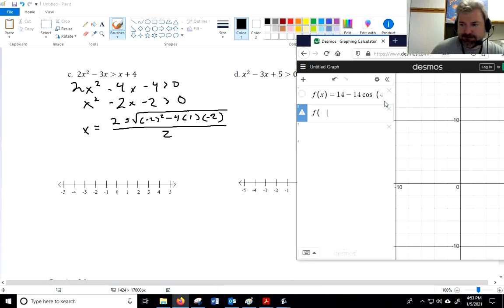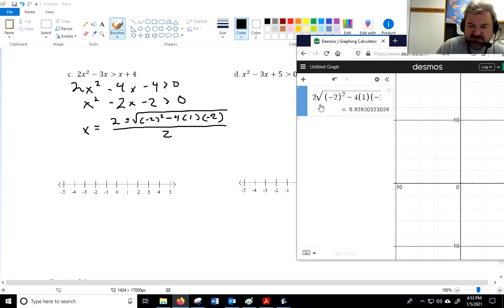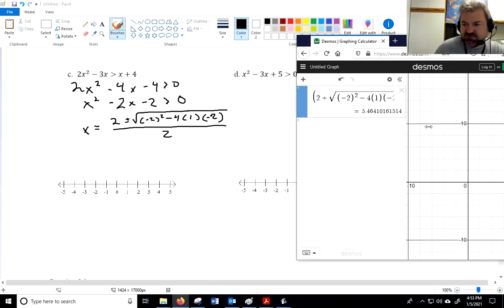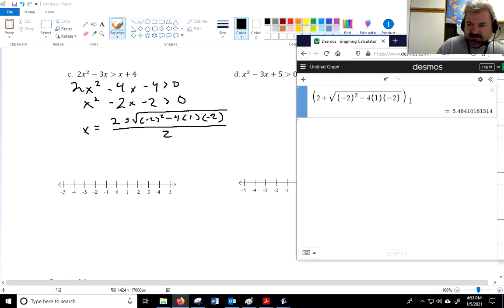So I'll just pull up a calculator right quick. So this is the square root of -2 squared minus 4 times 1 times, we say -2. That's the discriminant part. You can see what that is. It is a positive number, so we're good. 2 plus, and I'll put the whole thing in parentheses. Let me drag this over so you can see what I'm doing. And then I'll divide that whole thing by 2.